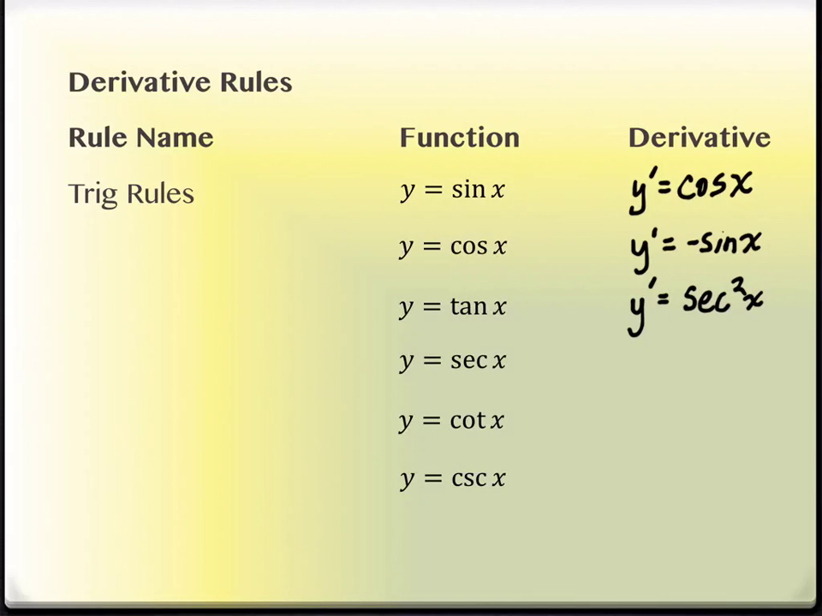All right. And the derivative of secant? Secant x tangent x. Excellent. Two more left. What's the derivative of cotangent? You guys are remembering these well. Negative cosecant squared. Very good. And the derivative of cosecant?